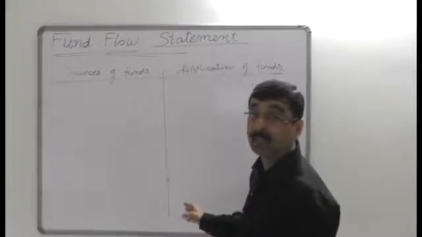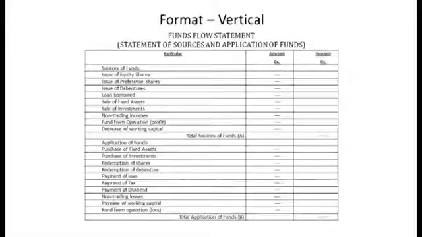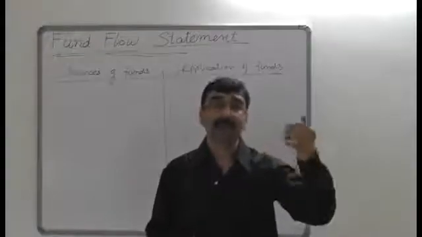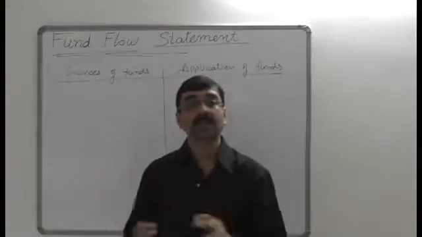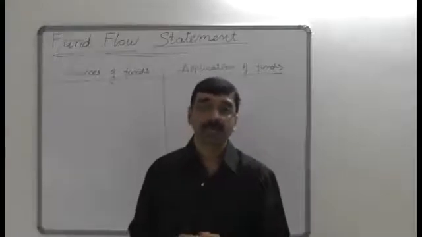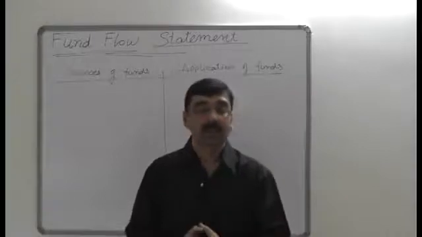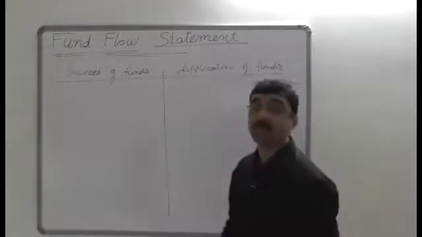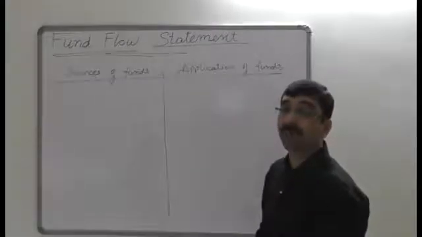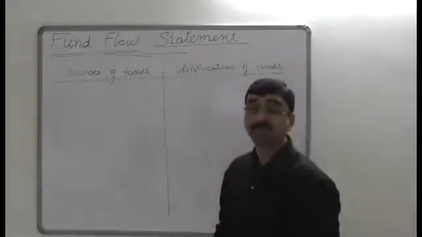There is another format also, that is a statement format. In the statement format, the sources of funds would be written first and all applications of funds would be written in the second part, and then sources and applications of funds would be compared. So this is the other method of the fund flow statement. Now see which are the sources and applications of funds under this particular chart.